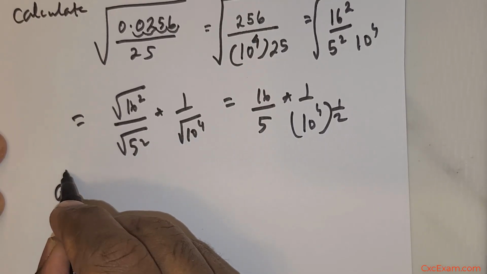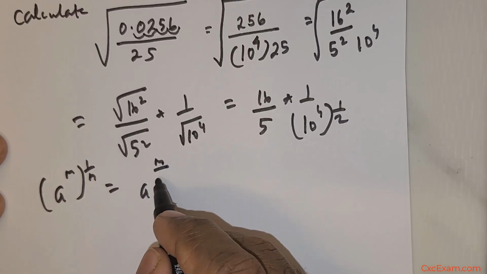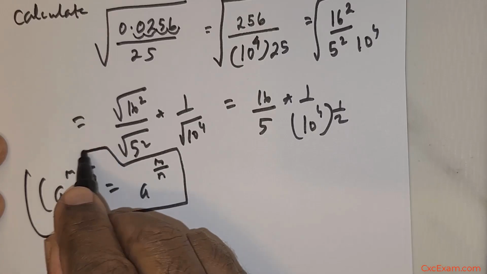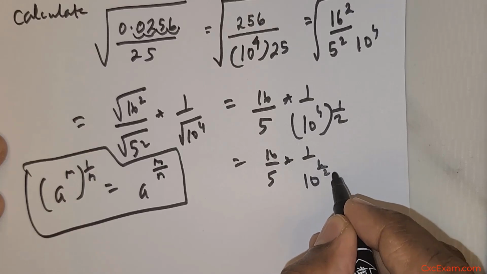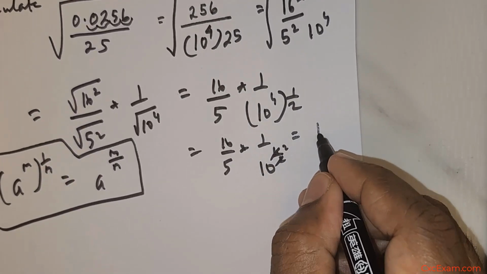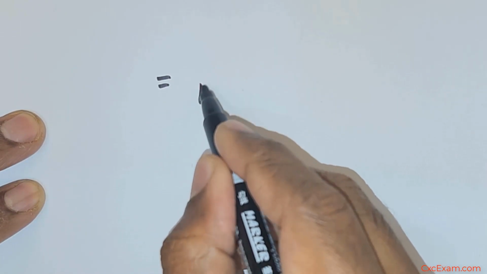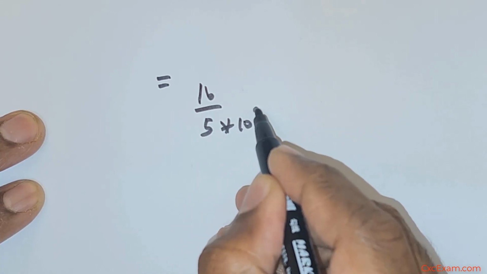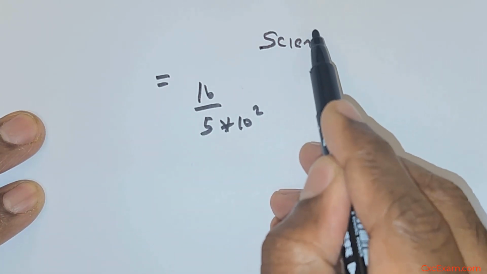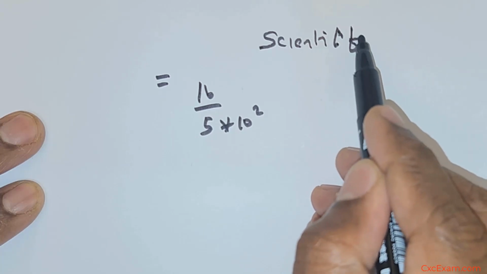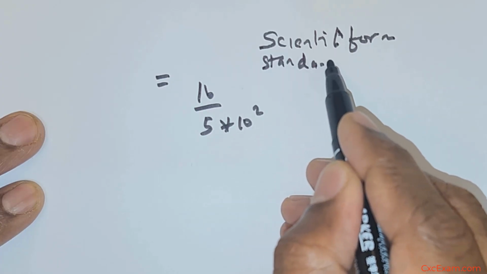Now clearly from the law of indices, a raised to the power of m, raised to the power of 1 over n, can be rewritten as a raised to the power of m over n. So by this formula, this is going to be 16 over 5 times 1 over 10 raised to the power of 4 over 2. Now 2 divides 4 2 times, so I'm going to write it as 10 squared. So students, our objective now is to write this in the standard form. Standard form is nothing but what is called the scientific form. You can use either the term scientific form or standard form.